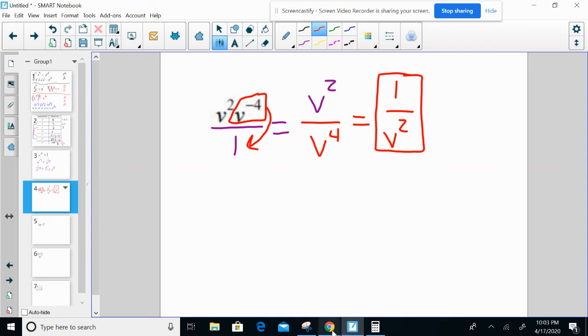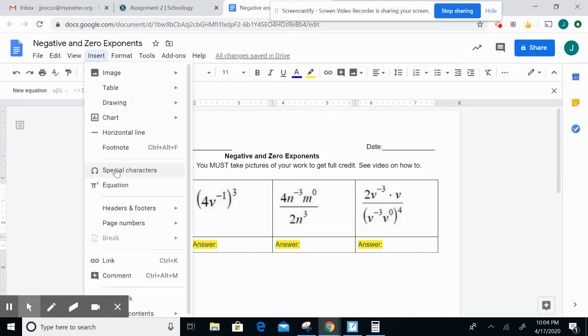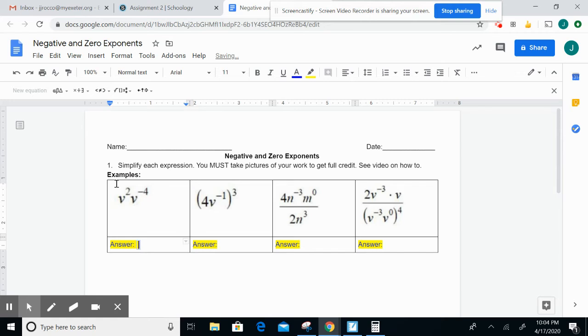Okay, so when it comes to this, first off, I would really like to see your work. So I think taking a picture of your work would be best for this stuff. Here's the other thing you can do. Insert, and this is what I'm talking about. So it's 1 over v squared, right? Now, a lot of you are going to want to do this. 1 over v squared. And honestly, I would take that. That doesn't look so bad. I'm okay with that.